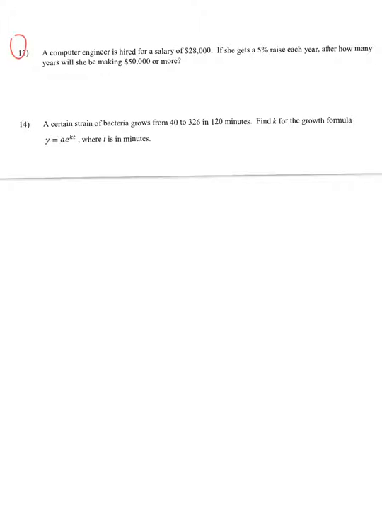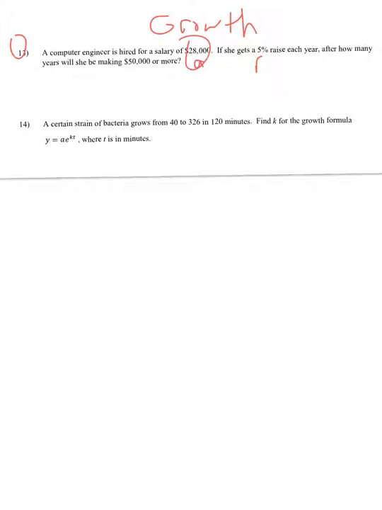Now we'll look at 13. It says a computer engineer is hired for a salary of $28,000. If she gets a 5% raise each year, after how many years will she be making $50,000 or more? So we're talking about an increase in salary, so this is a growth. Okay, it's exponential growth. A is going to be my starting salary, which is $28,000.